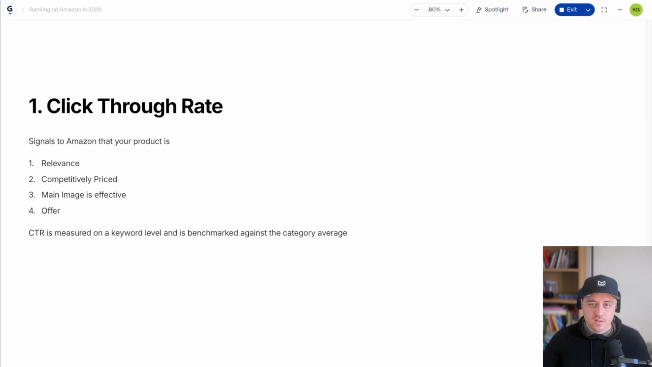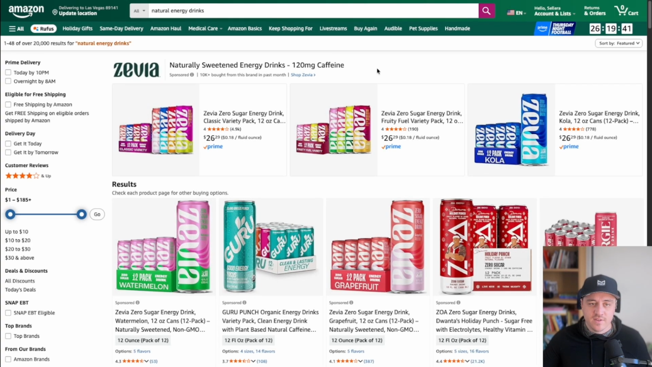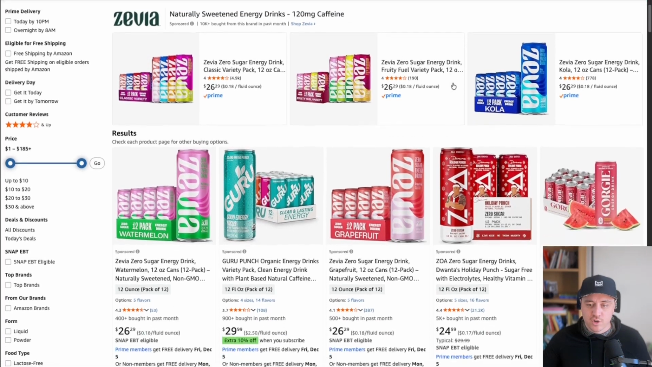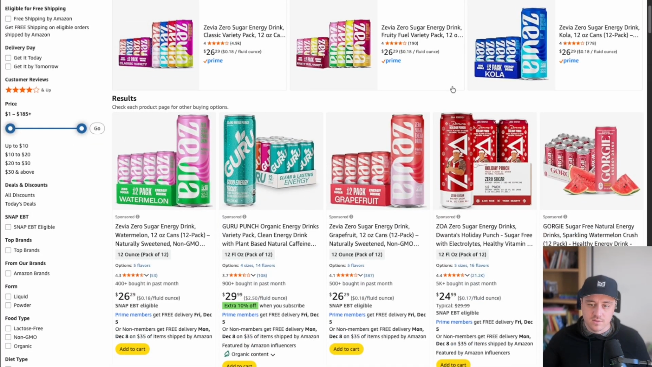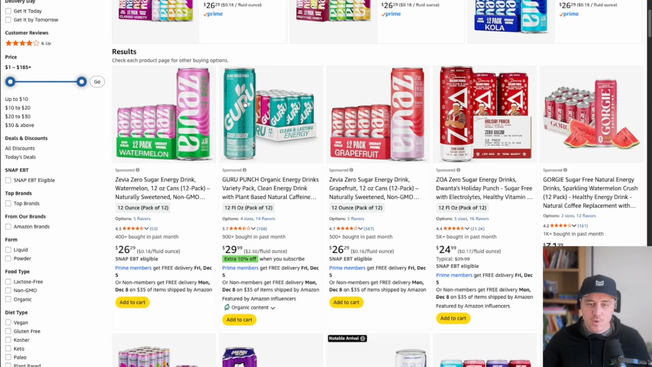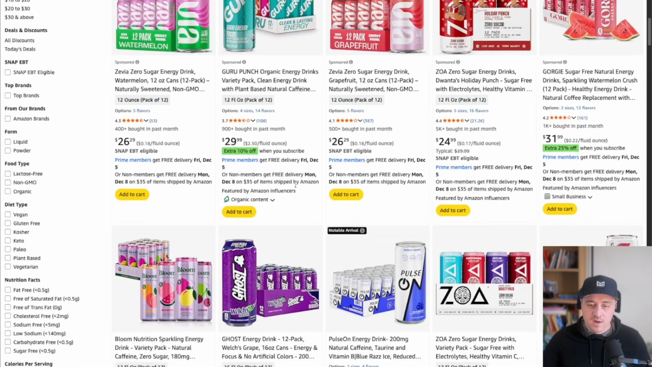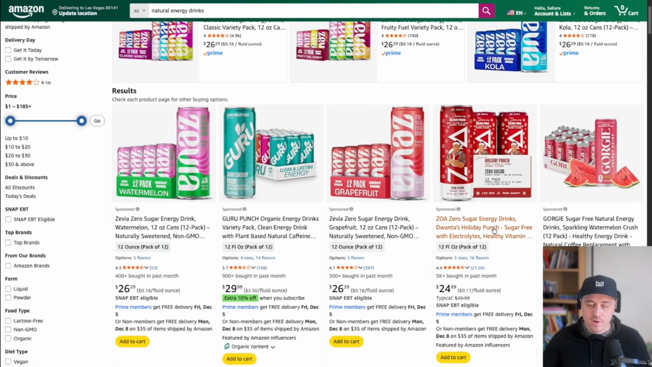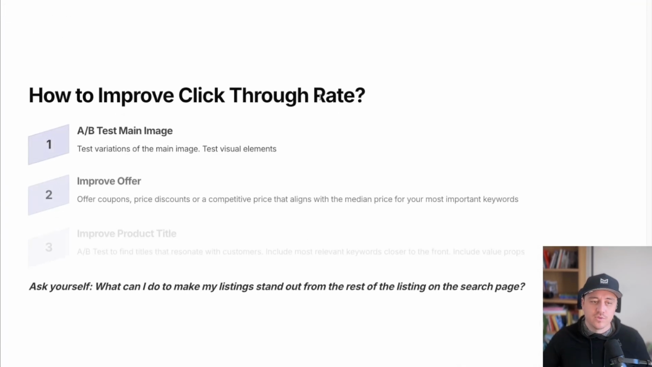What that looks like on Amazon.com is I've actually pulled up this example. This is natural energy drinks, and I wanted to show you visually what that means. The click-through rate is going to be determined on the relative rate of how many people see your SKU or your product on this page and then ultimately click through. You can see that customers have a number of different options to choose from. So it's really important that we nail these things in order to have our click-through rate at the benchmark level. So how do we improve our click-through rate?